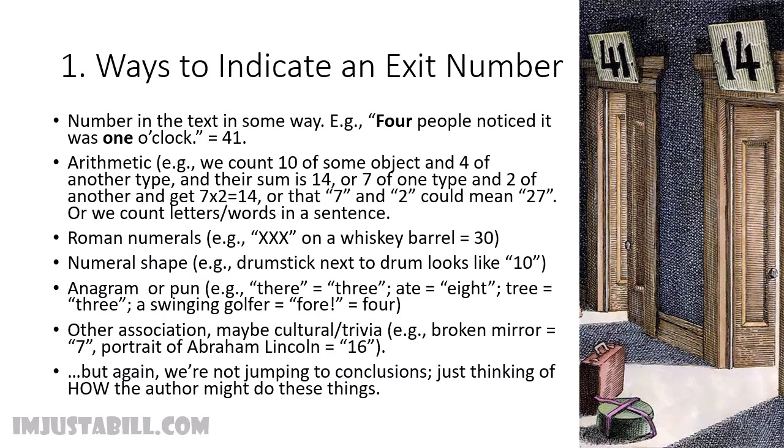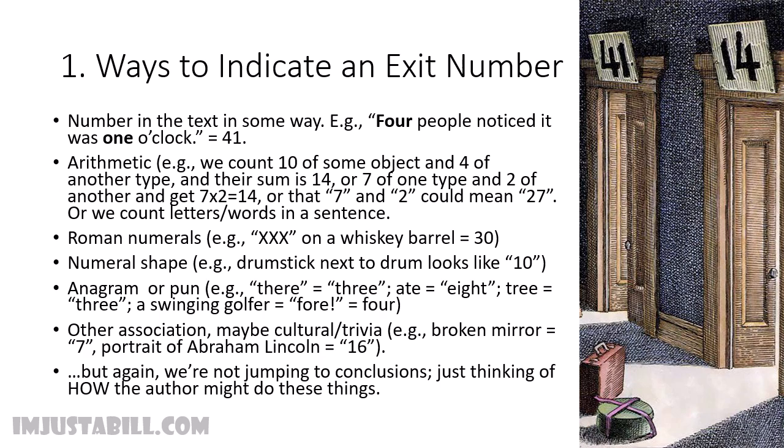You know, like look at this picture here. If we wanted to indicate 41, maybe somewhere in the text we have the words 4 and the word 1. For example, we write a line in the dialogue that says, 4 people noticed it was 1 o'clock, 4 and 1. Or it could be arithmetic of some kind. You know, we count 10 of some object and 4 of another type. Their sum is 14. Or 7 of one type and 2 of another. The product is 14. Or maybe that 7 and 2 could mean the number 27. Or we could count letters or words in a sentence and come up with a certain number.